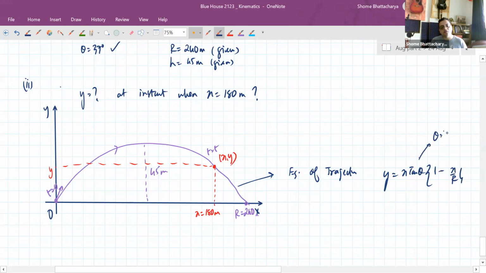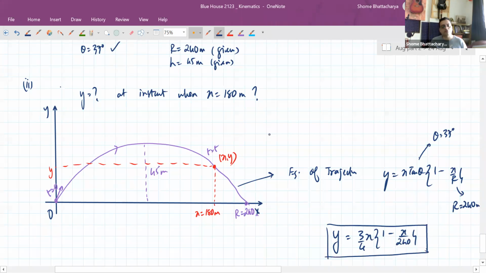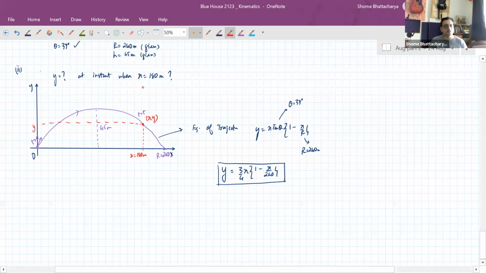So theta is 37 degrees and r is 240 meters. So y numerically is 3 by 4 x into 1 minus x upon 240. You can see this is the equation of trajectory in numerical form, where tan theta and r have been substituted. So now we just have to directly substitute.